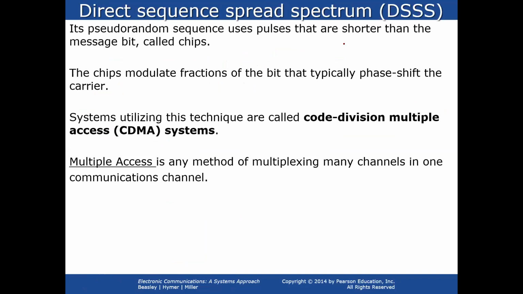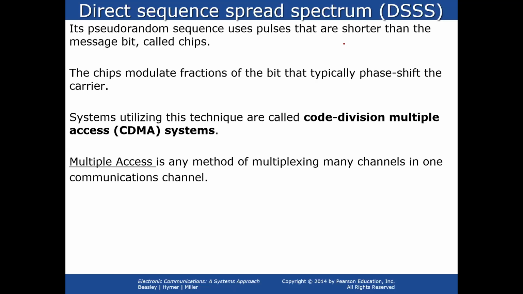The other type is what we call direct sequence spread spectrum, the DSSS. It's often used in the transmission of digital bits in modern wireless digital systems. The random sequence uses pulses that are shorter than the message bit, and these pulses we call chips. The chips will modulate fractions of the bit, and those fractions are typically phase shifting the carrier. The receiver will then multiply the incoming signal by the same chip sequence that was generated at the transmitter to recover the original modulated signal.